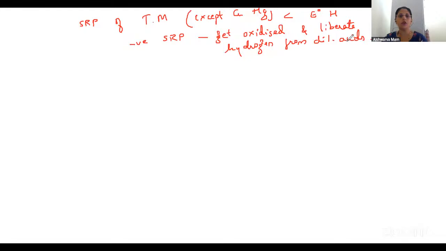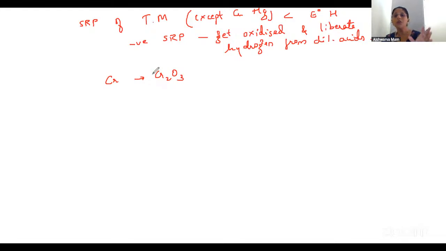Yes, this is very important. So transition metals have negative SRP. What does that mean? They get oxidized and liberate hydrogen from dilute acids. However, some metals like chromium get protected by the formation of an impervious layer itself. They form a layer of chromium oxide, Cr2O3, when the metal reacts with oxygen. Like how you see aluminium does not corrode quickly, it is a protective corrosion.